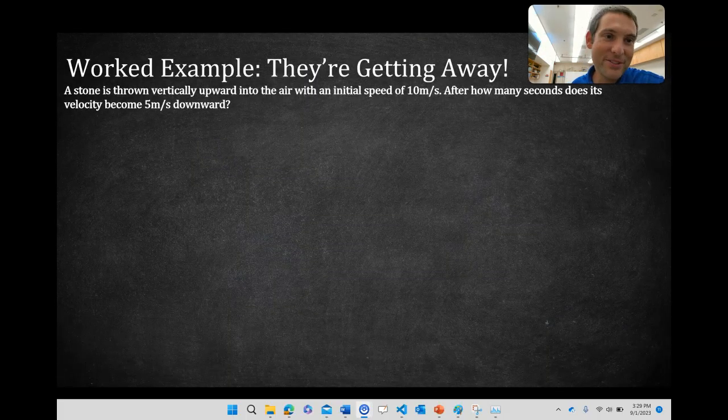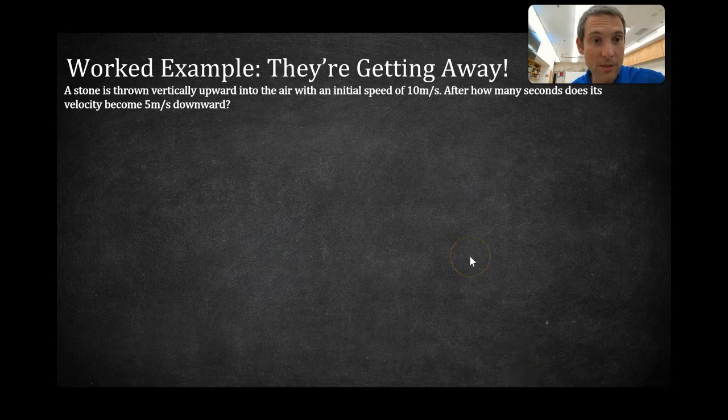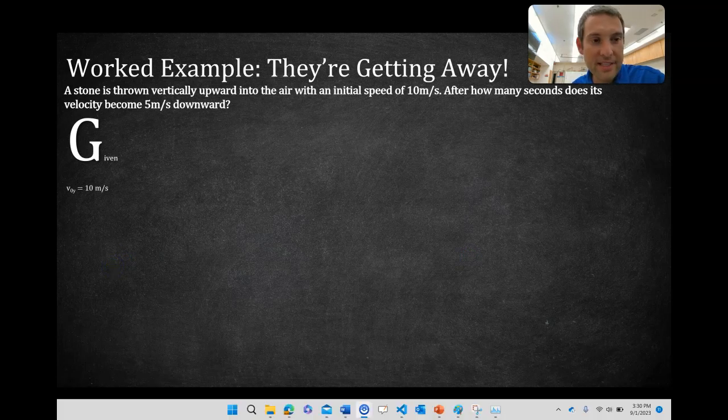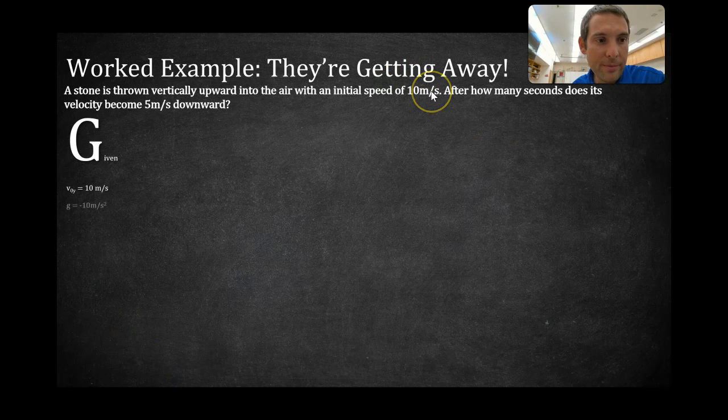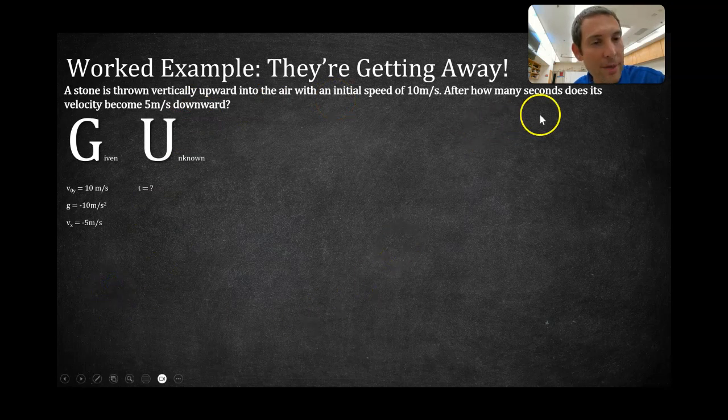Here's a worked example. A stone is thrown vertically upward into the air with an initial speed of 10 meters per second. After how many seconds does its velocity become 5 meters per second downward? Well, remember that we're going to be using the GUESS strategy. We're going to list out our given. We know the initial velocity is 10 meters per second, given to us in the problem. We also know that g is negative 10 meters per second squared because it says vertical in the problem. And we know our final velocity is negative 5 meters per second because it's 5 meters per second downward. The unknown is going to be the time because it says after how many seconds.